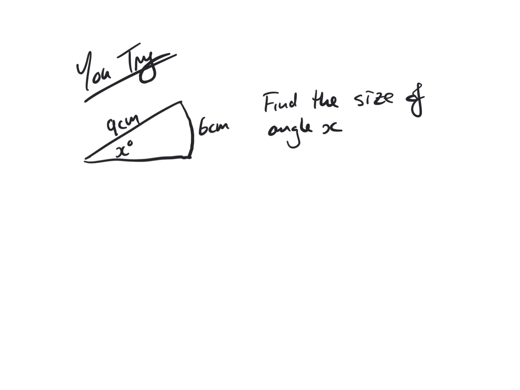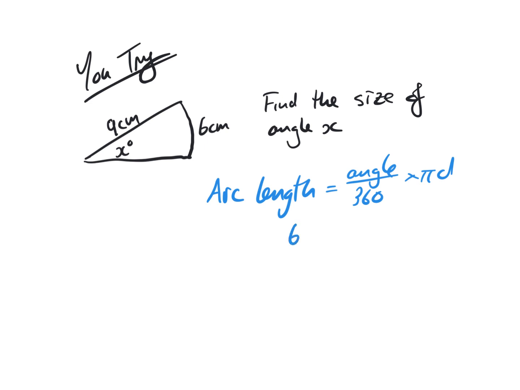Okay, ready to go over it. Then it is arc length is the one we're going to use because we're given the arc length. So arc length equals angle over 360 times pi d. Remember, the next step is to fill in all of the parts you know. So the arc length is 6, so this arc length here can be replaced with 6 equals instead of arc length equals. The angle is just x in this case, so instead of angle over 360, I can write x over 360. And then it's times pi times d for diameter.